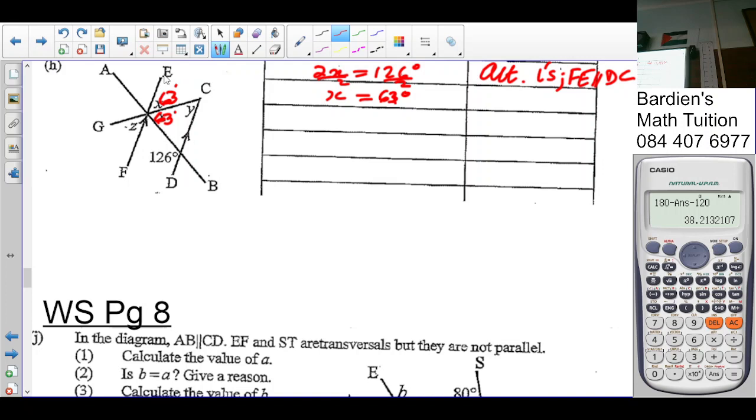And Y. How do you get a straight line here? That is angles on a straight line.